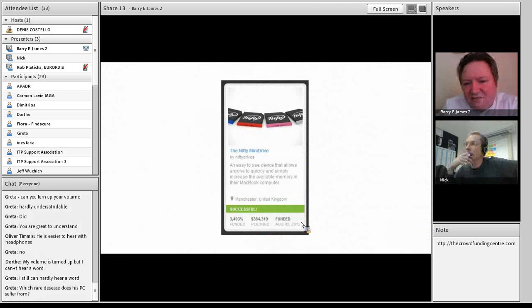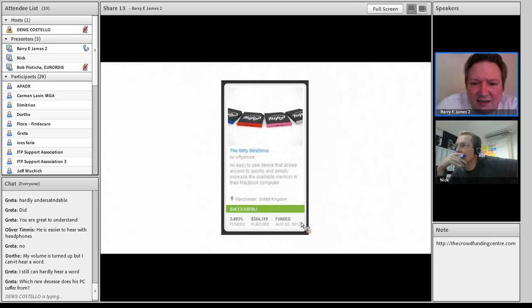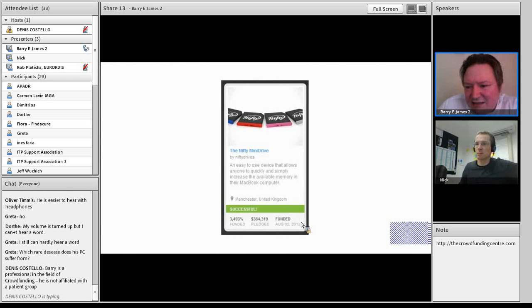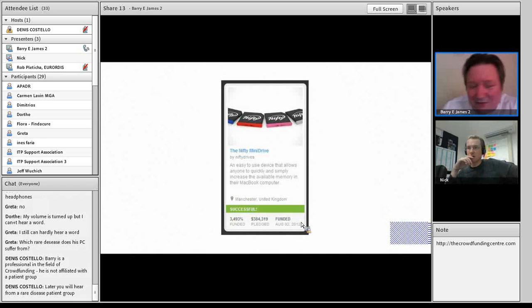Just some examples of things that have been successful. It can be very simple. The Nifty Mini Drive was something that was successful on Kickstarter very early on, as you can see there. They absolutely smashed their target, and it's not at all unusual to raise more than your minimum. In this case, they were selling a product, so they sold it many times over. It was a pre-sales model.